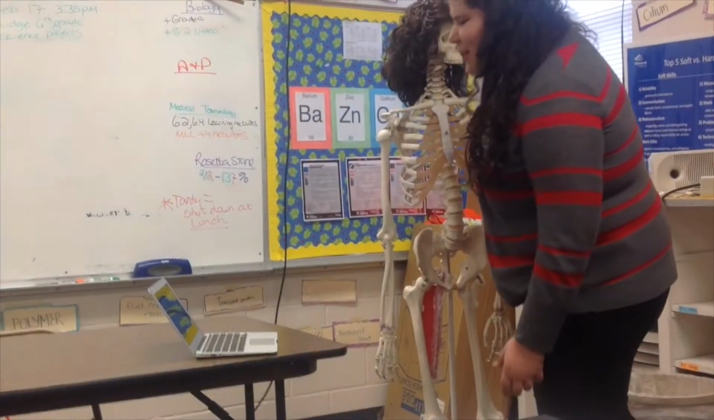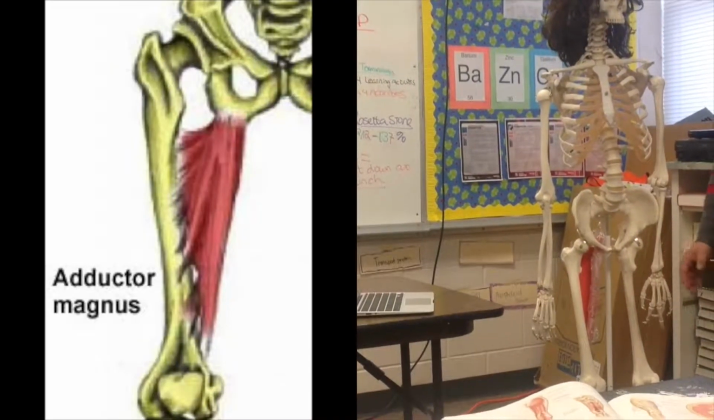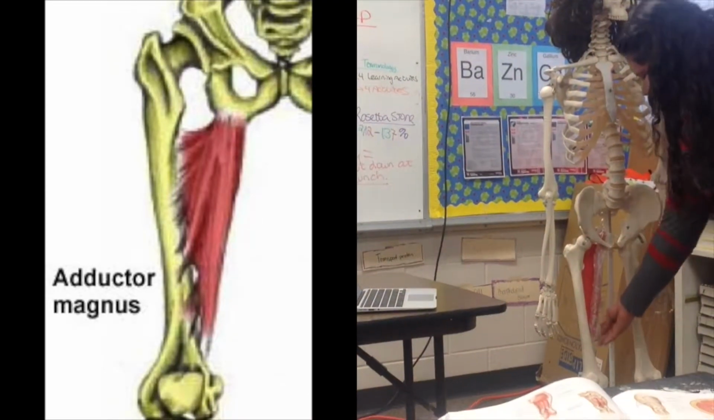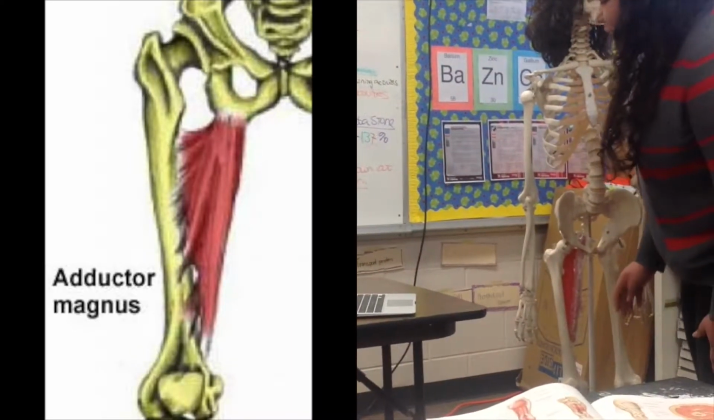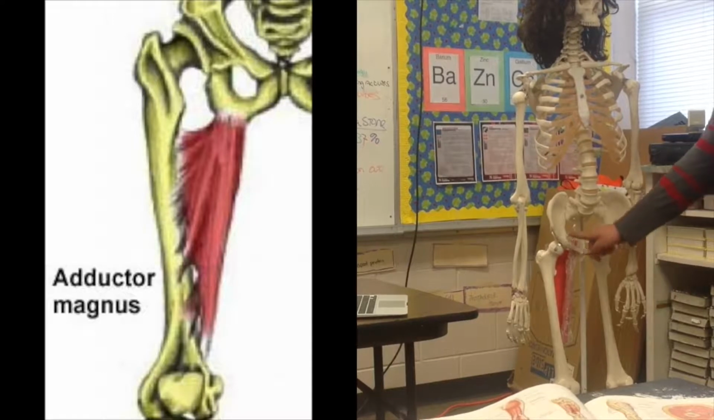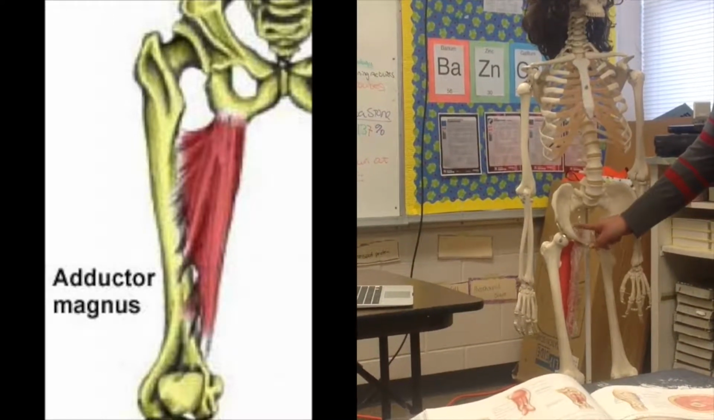Now we're going to go on to the adductor magnus, which, as you can see, is this one right there. For its origin, it's the ischial tuberosity, which is right there, almost by the pubis.